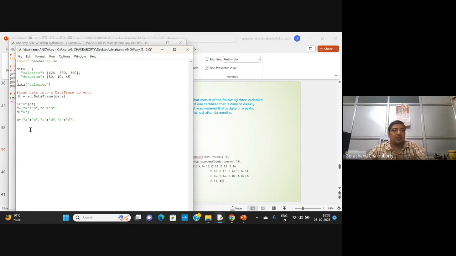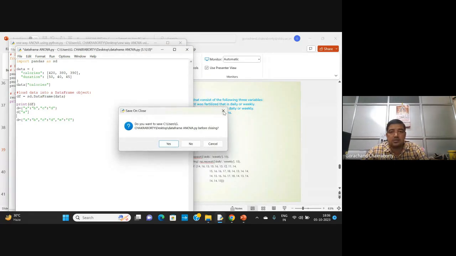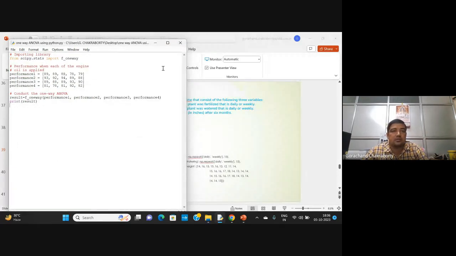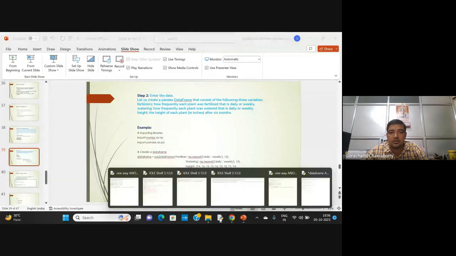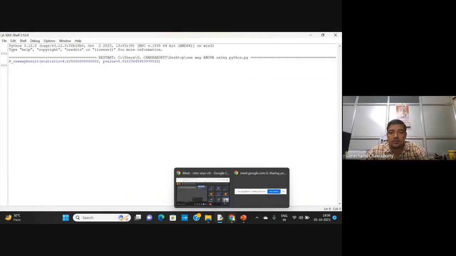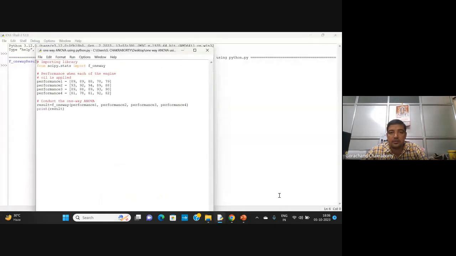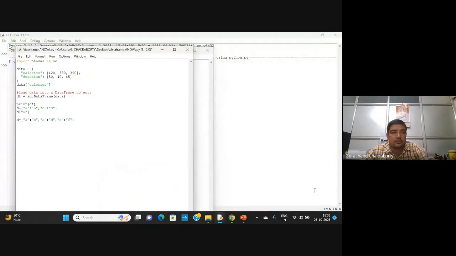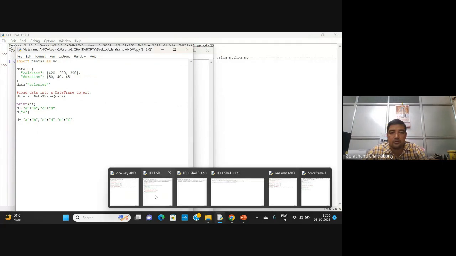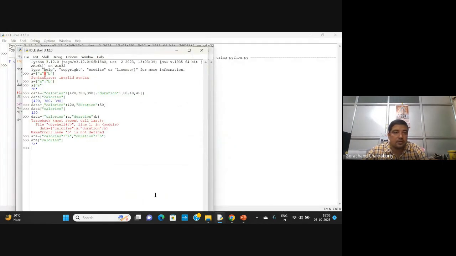So in this way, you can use three variables here also, so that you can increase the number of variables in this way. So another example is this. Yeah, this is another example.